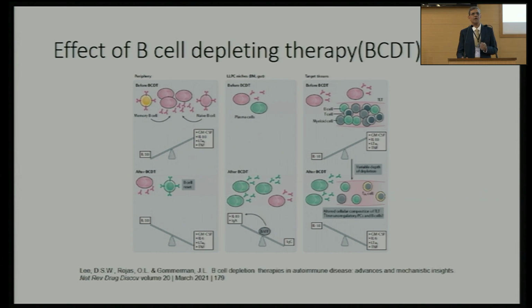As was discussed in the morning, the depth of depletion may depend upon the type of antibody that you use, whether they are really able to deplete what is there in the tissues or not. And that might again decide which diseases these therapies may work well in or not. We should understand that when you use anti-B cell therapy, it is not just the periphery, but also what happens in the niche and in the tissue that becomes important.